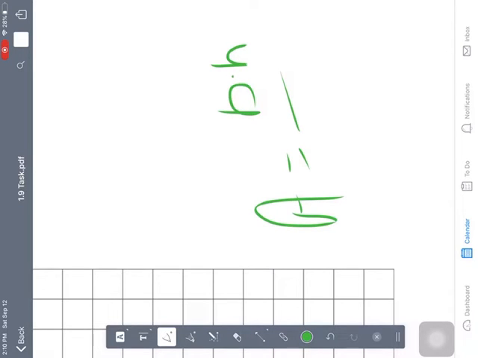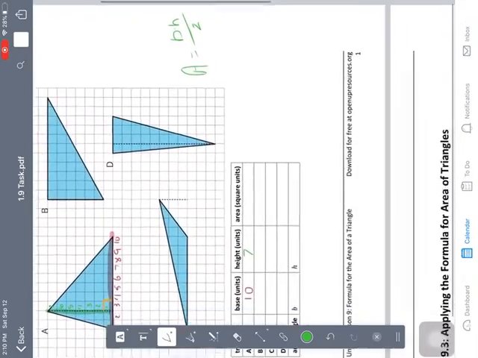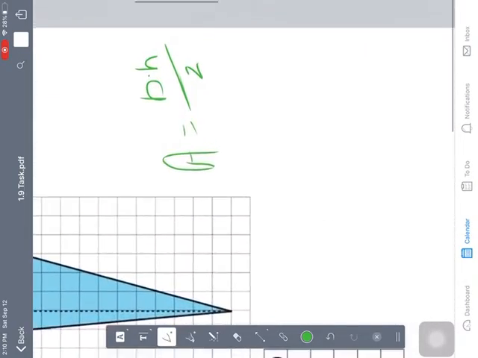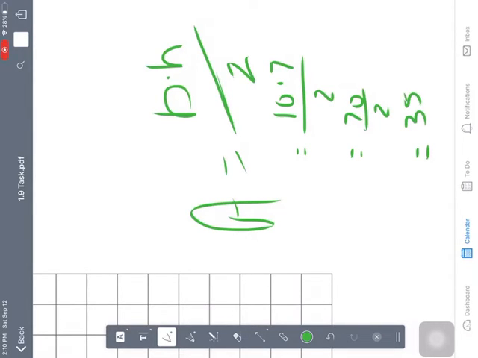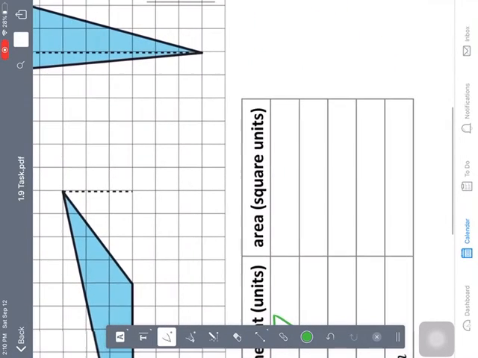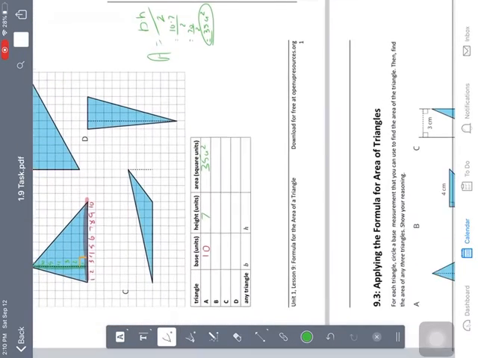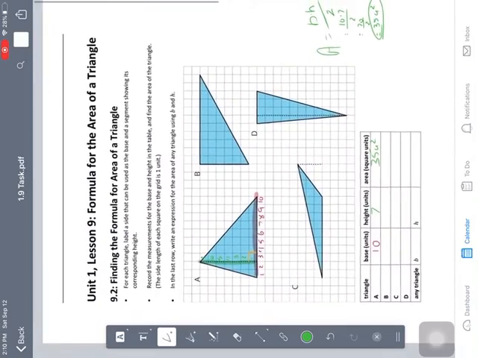So base times height divided by 2. Plug that in. We see that my base is 10, my height is 7. So this would be 10 times 7 divided by 2. So that would be 70 divided by 2. And I know you guys can do the long division, so half of 70 is 35 units squared. So then I would put that in here, 35 units squared. Okay, and then you would do that for the rest of those.